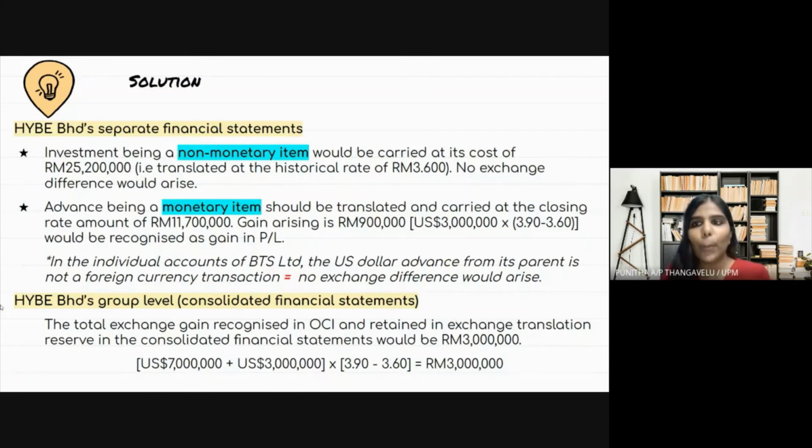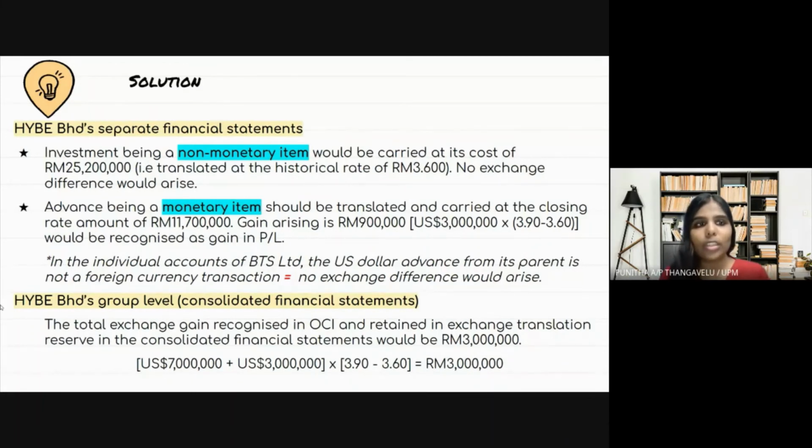We have to compare the rate at the date of transaction and the closing rate with the total amount, and it would result in an exchange gain in profit or loss. In the individual account of BTS, the US dollar advance from its parent is not a foreign currency transaction, so no exchange differences would arise. At Hai Berhad's group level, referred to as the consolidated financial statement, the total exchange gain recognized in other comprehensive income and retained in the exchange translation reserve would be 3 million.